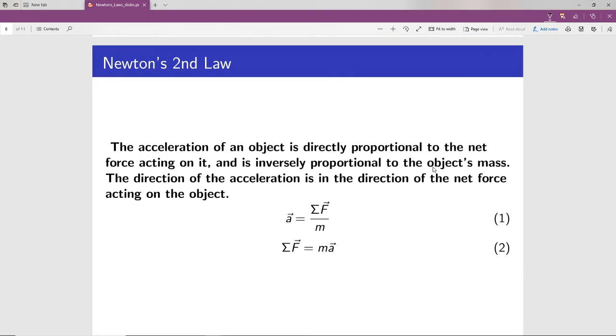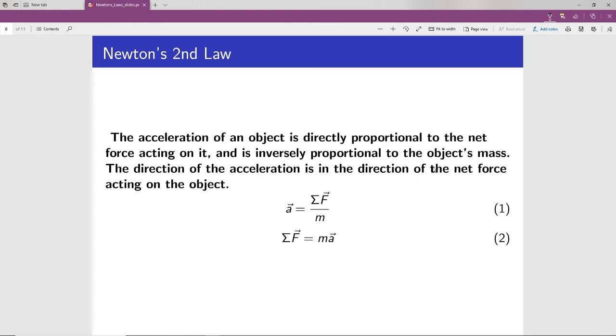Newton's second law. The acceleration of an object is directly proportional to the net force acting on it and is inversely proportional to the object's mass. The direction of the acceleration is in the direction of the net force acting on the object. So this describes how we relate acceleration to force.